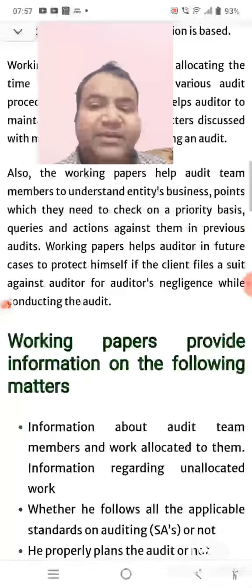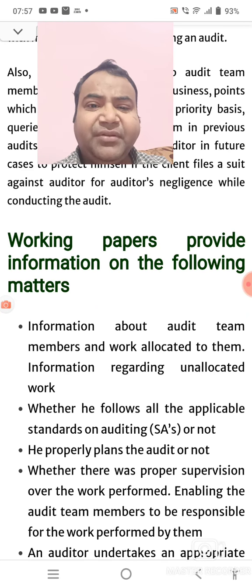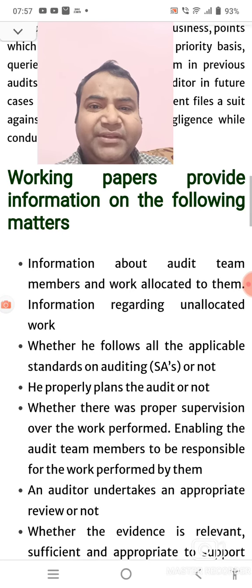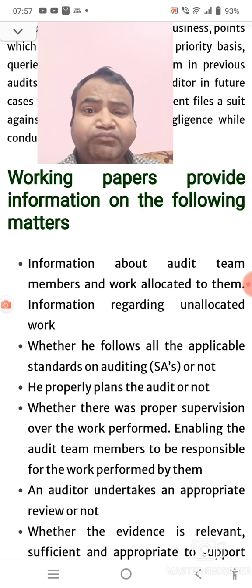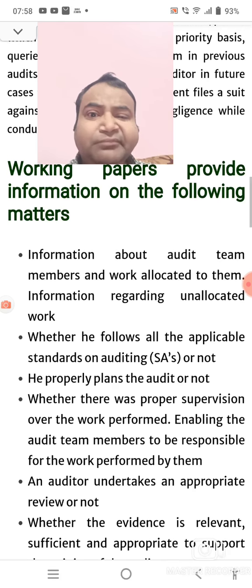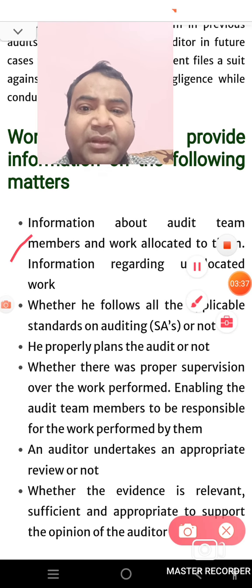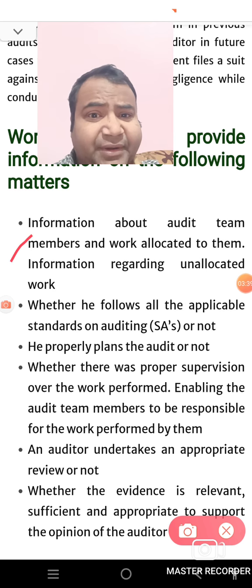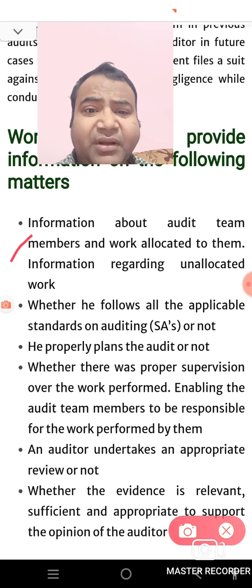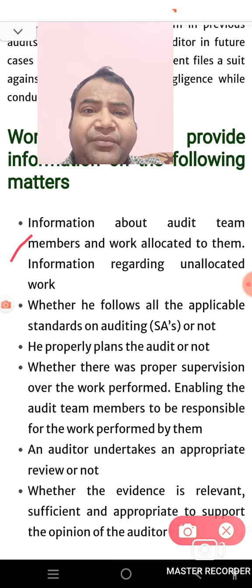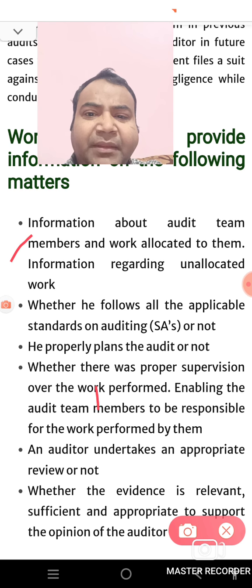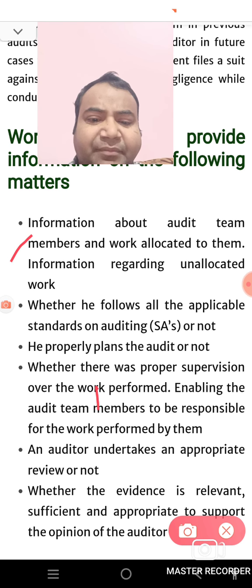So let's see what information working papers provide on the following matters. So let's see what exactly a working paper does. First is information about audit team members and work allocated to them, and information regarding unallocated work. This is the first information that we get from the working paper, that it will provide the audit team members and the work allocated to them.